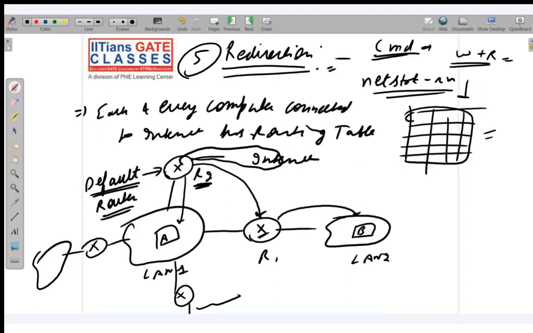So in redirection, please note it, the packet has not been dropped, the packet has been transferred, and still a redirection message is sent to A, giving the information that I have transferred your packet, but this was the first and the last time. Please do not send messages to me again. I am a very busy person. You should directly send messages to R1. R1 will forward your message to B. Any doubt here?